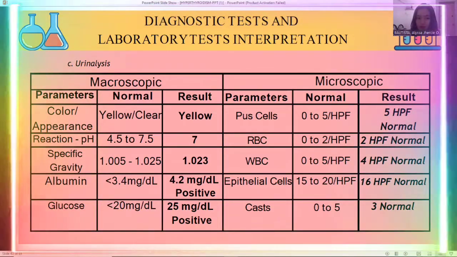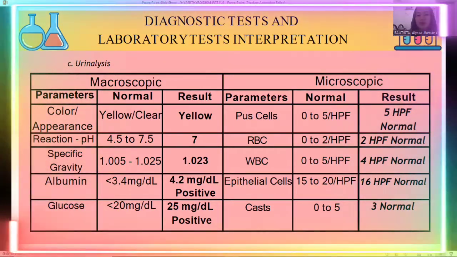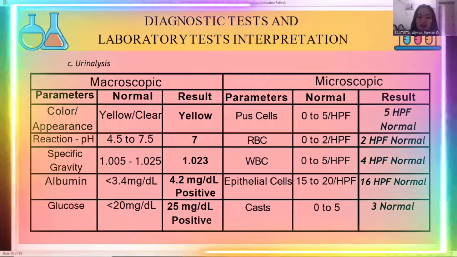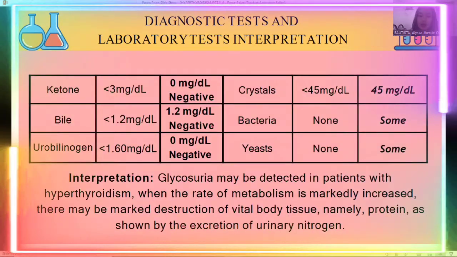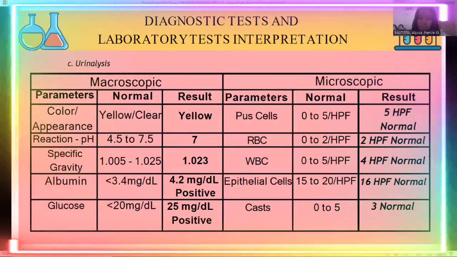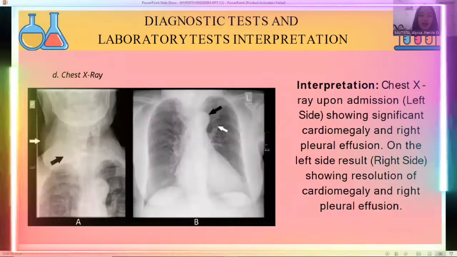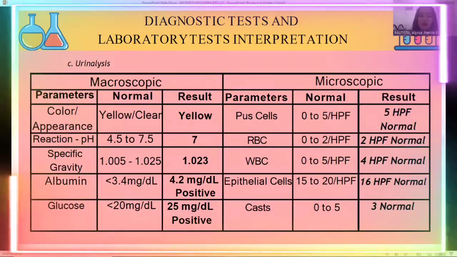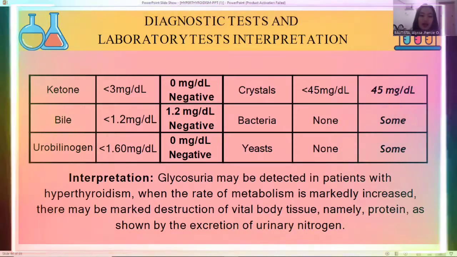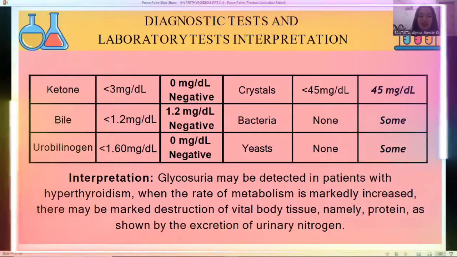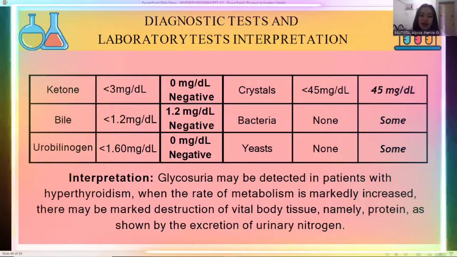For the microscopic, pus cells 5 HPF normal, RBC 2 HPF normal, WBC 4 HPF normal, epithelial cells 16 HPF normal, cast 3 normal, crystals 45, bacteria some, and yeast some. Glycosuria may be detected in patients with hyperthyroidism when the rate of metabolism is markedly increased. There may be marked destruction of vital body tissue, namely protein, as shown by the excretion of urinary nitrogen.